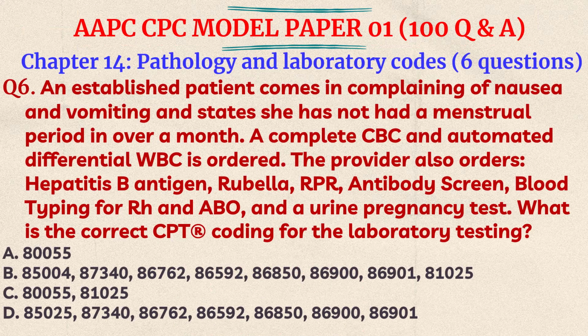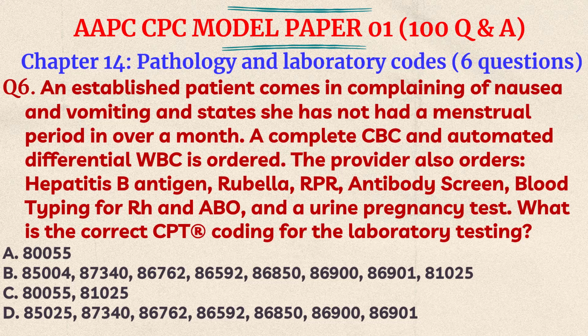Question number 6. An established patient comes in complaining of nausea and vomiting and states she has not had a menstrual period in over a month. A complete CBC and automated differential WBC is ordered. The provider also orders hepatitis B antigen, rubella, RPR, antibody screening, blood typing for Rh and ABO, and urine pregnancy test. What is the correct CPT coding for the laboratory testing?